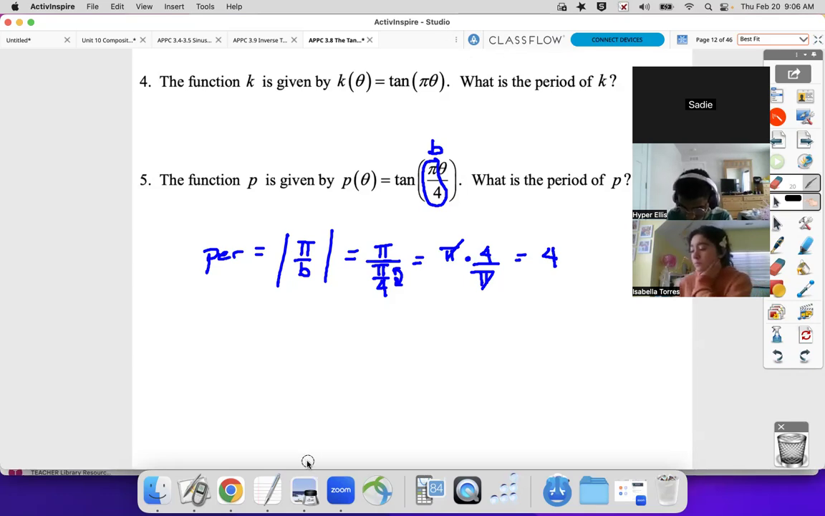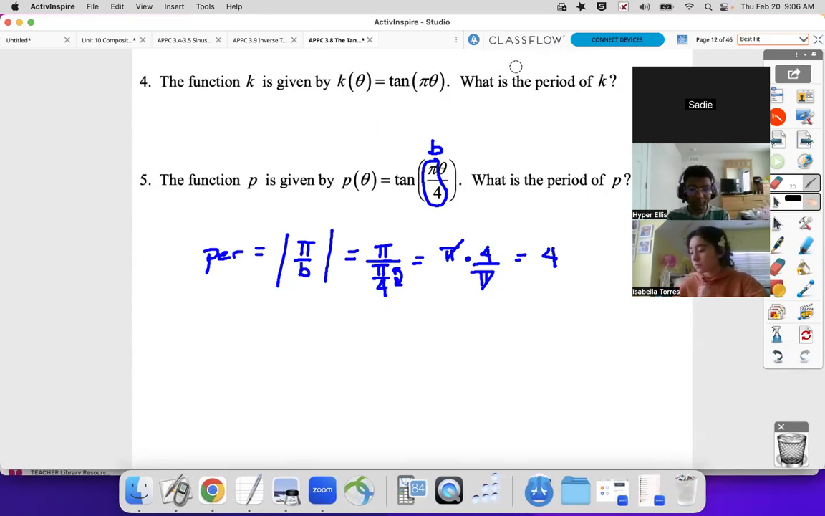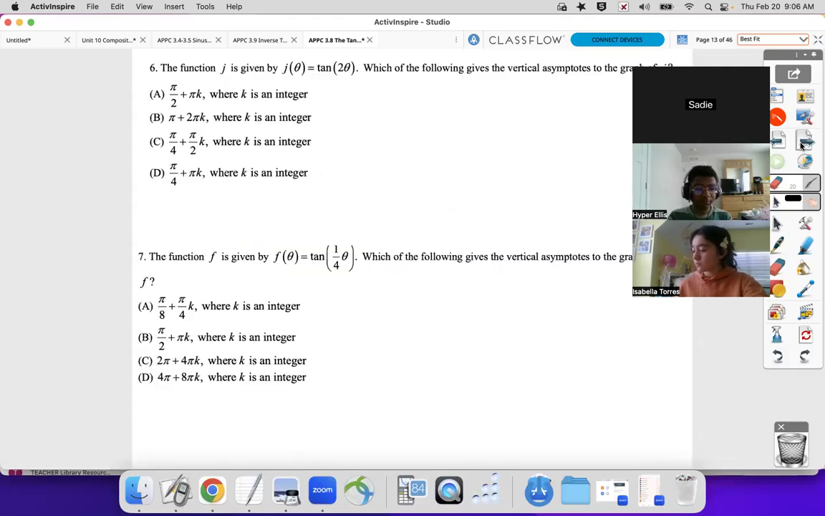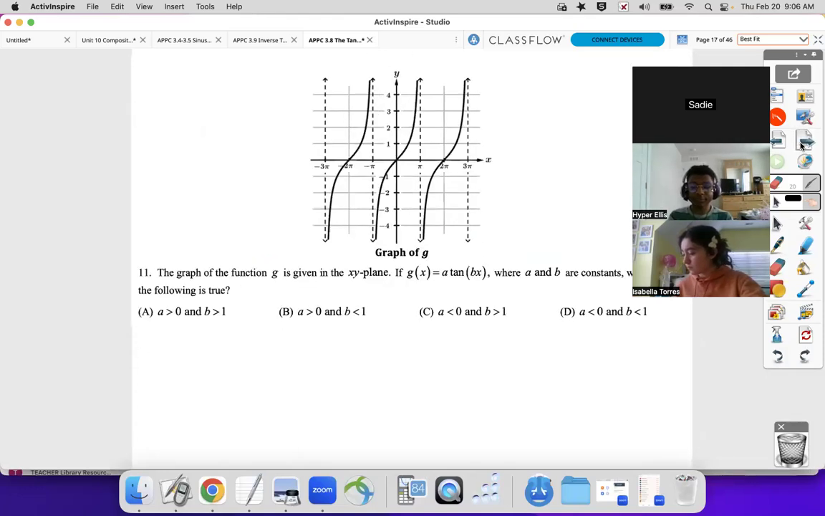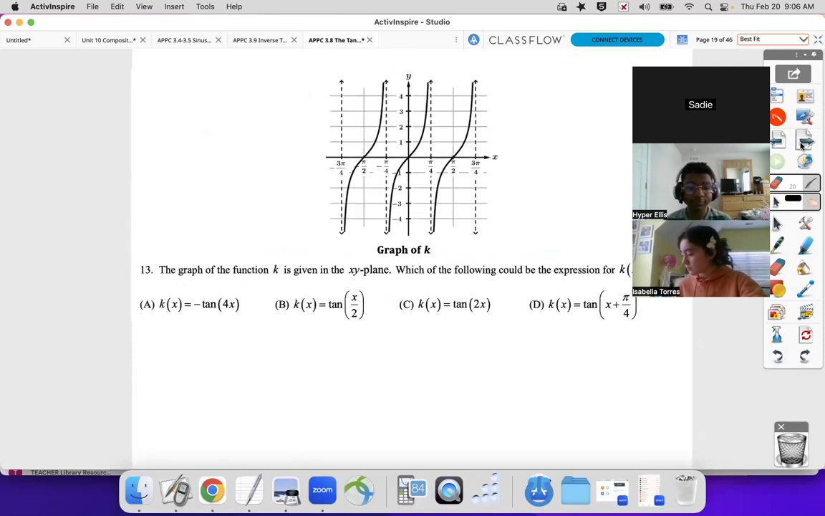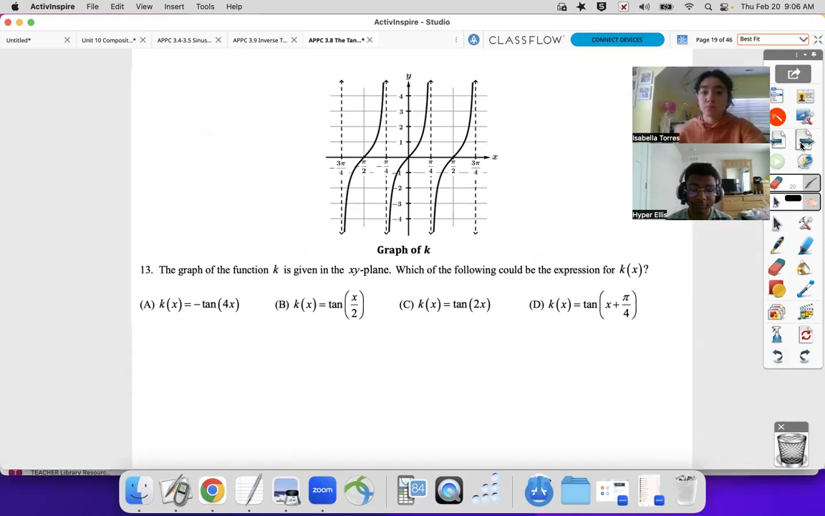Go ahead, Sadie. What you got? Can you go over 13? Yeah, and I see you put me a meeting chat. So the period would be pi over 4. Okay. Yeah. And you want me to go over 13? 13, okay. Alrighty then.